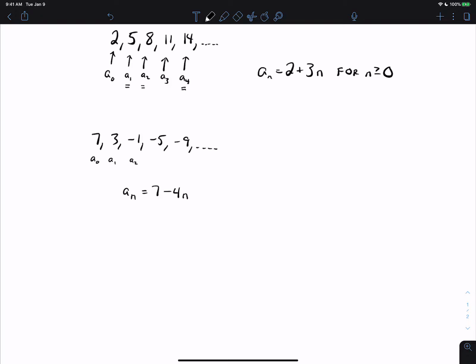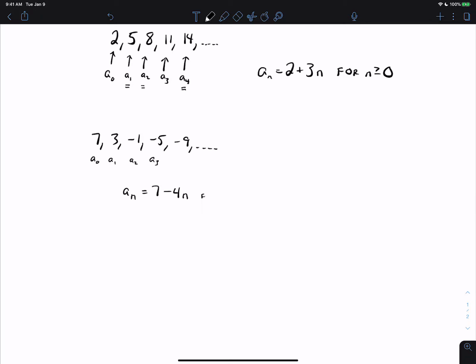If n is 3 for A3, we should add the -4 3 times. And so we can check that this works by doing, okay, A3 is 7 minus 4 times 3. That's 7 minus 12, which is -5. So that does work. Again, we don't need that part to do the problem.